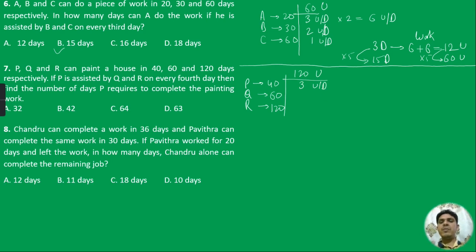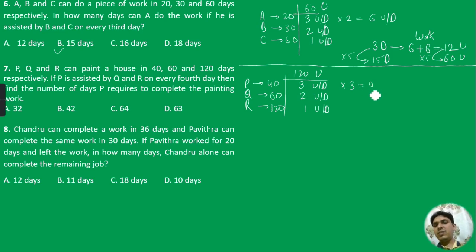1 day work of Q, this will be 120 divided by 60, that is 2 unit per day. And 1 day work of R, this will be 1 unit per day. Now he is saying that P is assisted by Q and R for every fourth day. So for the first 3 days, P is doing the work. How much work will be done in 3 days by P?